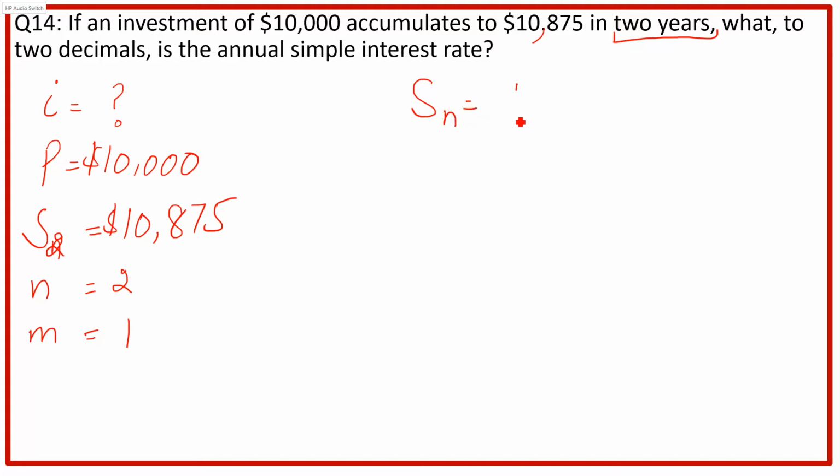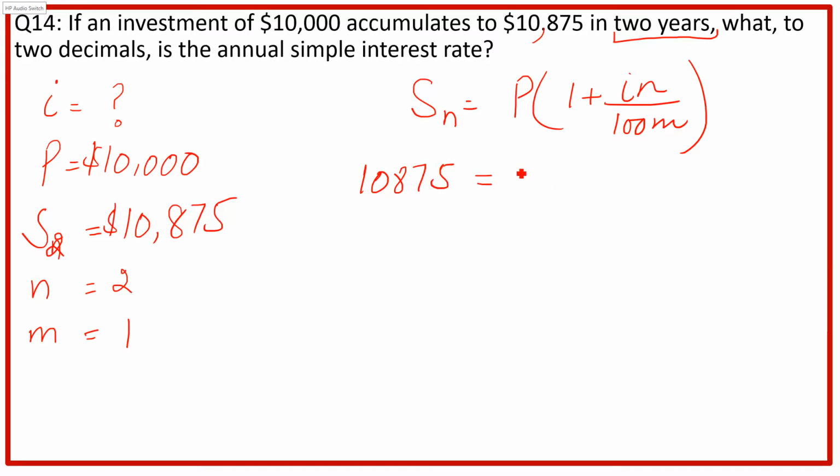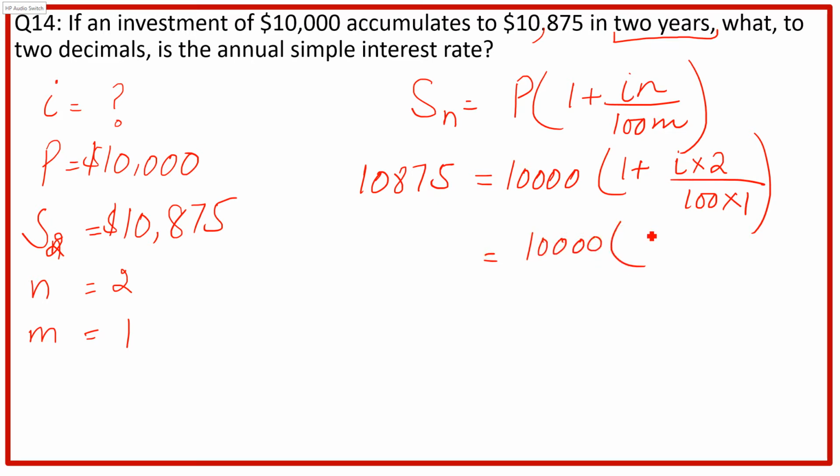I can write down the formula first. This formula we are using in this lesson. So SN is S2. After 2 years, our investment will be 10,875. Our principal amount is 10,000. We have to find out i. The number of years is 2, and m is 1, so we will simplify it. It will be 1 plus 2i divided by 100.